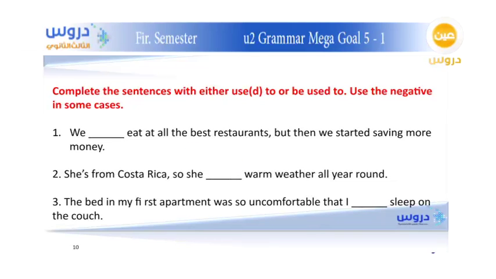Now we do have an exercise. It says here, complete the sentences with either used to or be used to. Use the negative in some cases. So let's try to read the first one and do it together. It says here, we eat at all the best restaurants, but then we started saving more money. If we want to answer this question, it obviously refers to something that happened in the past, but now it doesn't happen.